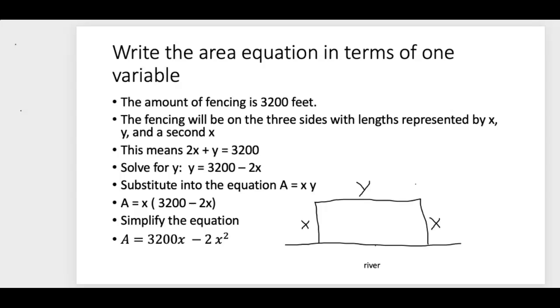To get the equation of the area in terms of one variable, we will use the amount of fencing available. The 3,200 feet of fence will cover the side of length x, the side of length y, and a second side of length x. This makes 3,200 equal to 2 times x plus y. Solving this equation for y gives us that y equals 3,200 minus 2x. Substituting this into the area equation gives us A equals x times the quantity 3,200 minus 2x. By distributing in the x, the area equation becomes A equals 3,200x minus 2 times x squared.